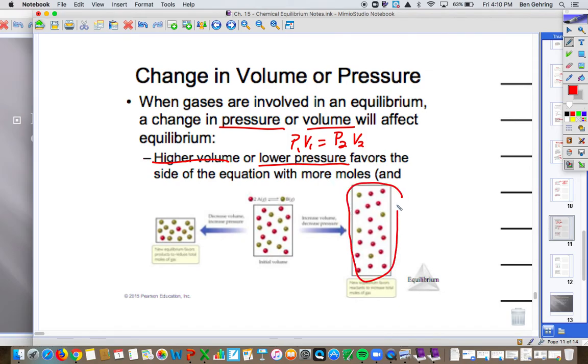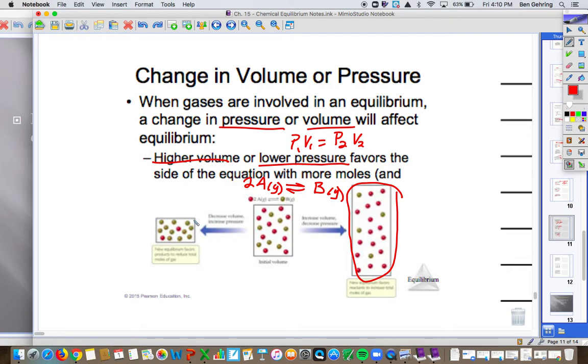So in this reaction, I have 2A, which is a gas, in a reversible reaction with B, which is also a gas. Notice I have 2 moles of A for every 1 mole of B. If I make a bigger volume or I decrease the pressure, notice that I have a lot more A dots over here than I do B dots because it favors that reaction. So it's going to push to the left, it's going to produce more reactants.